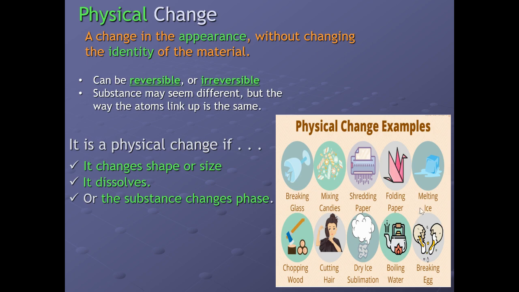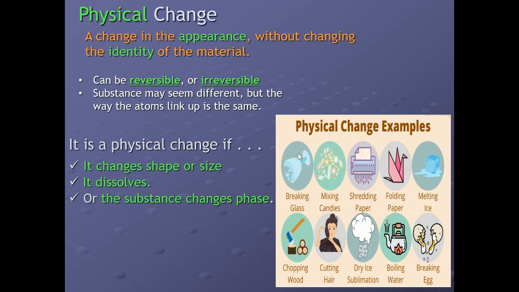And so you look at some of the examples here in the pictures, you have breaking glass. It's still going to be glass, right? It's just going to be broken into multiple pieces. Same thing with something like mixing candies. You're still dealing with the same amount of candies, you're just moving them in a different arrangement. Shredding paper, same thing. It's still paper. You're just turning it from one large sheet into a bunch of thin strips of paper. Same thing with that origami swan you see. It's paper. It's just folded.